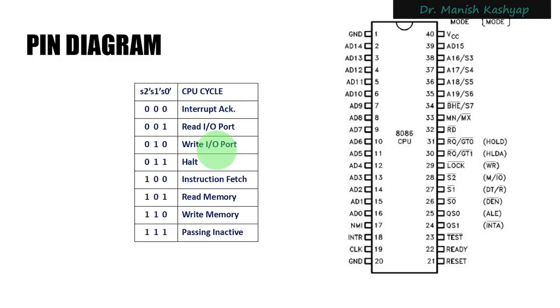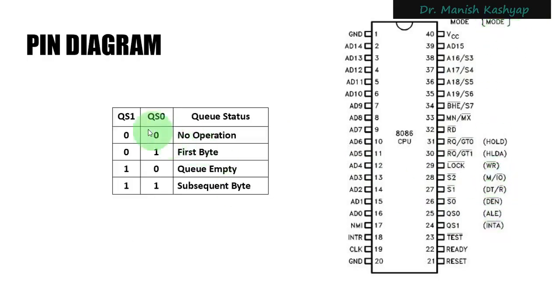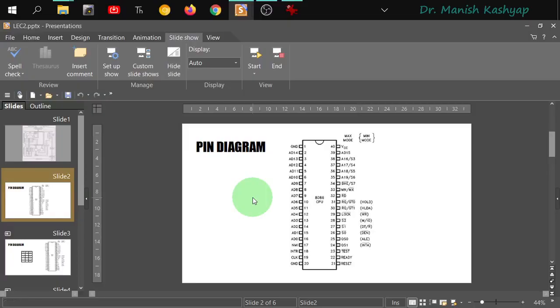After that, we also saw the S0, S1 and S2 pins, but they are used in maximum mode. So they will not be applicable for today's class, because we are essentially studying the minimum mode configuration, right? And after that, QS0 and QS1 tell us the status of the queue that we have, but QS1 and QS0 are also applicable for maximum mode. So this will also not be applicable for today's class, right? This was what we studied in context of architecture and pin diagram.